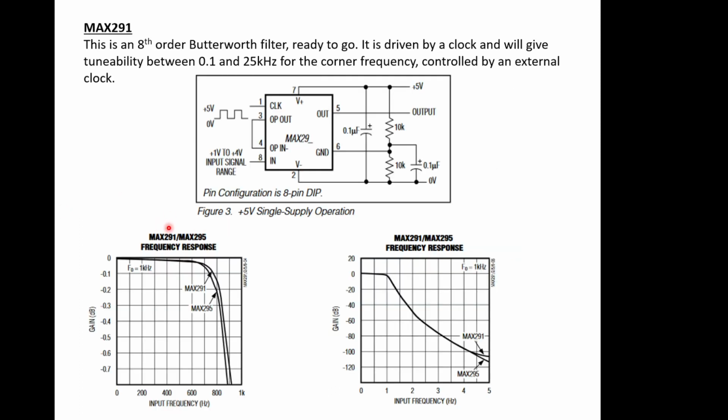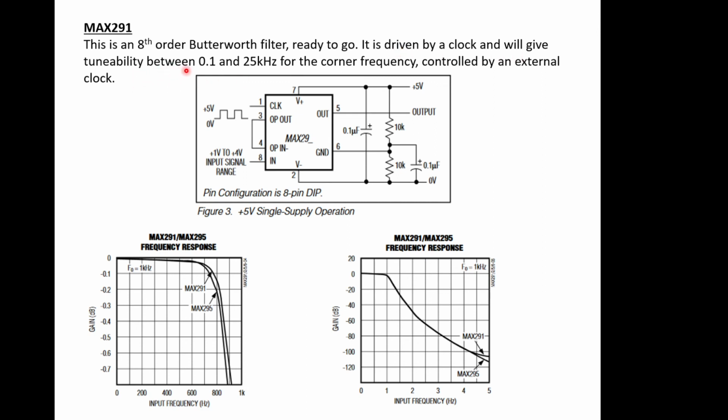But then it starts to get really interesting, because Maxim in particular have taken this thing to heart, and you can buy things like this Max 291, which is an 8th order Butterworth filter, all ready to go. So they've done everything in there, and all you've really got to do is provide it with a clock, and the input signal you feed in here will then be filtered depending on what cutoff frequency you programmed in with the clock. So here's one design for 1 kilohertz, and you can see that it all falls away really quickly, and all you've got to do is put in a high frequency clock into the thing.